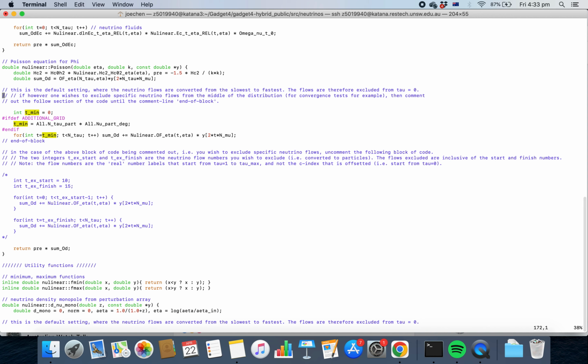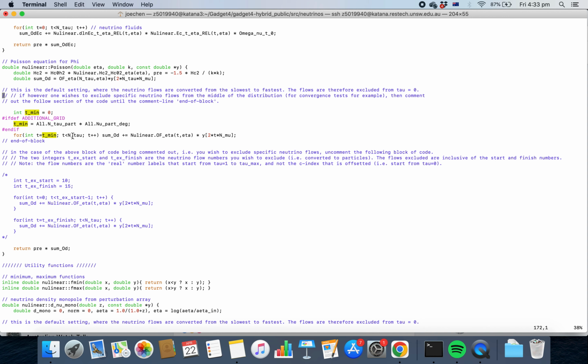Now, if we're including the hybrid framework with particle neutrinos present, the standard implementation assumes that you'll always be converting from the slowest part of the distribution and then work your way up to the faster streams. So here, if you have a non-zero number of n tau parts, which tells you how many particle streams are present, then T min will be some finite number. Then this finite number would make this loop index not from 0, but from this finite number up to the maximum number of flows.